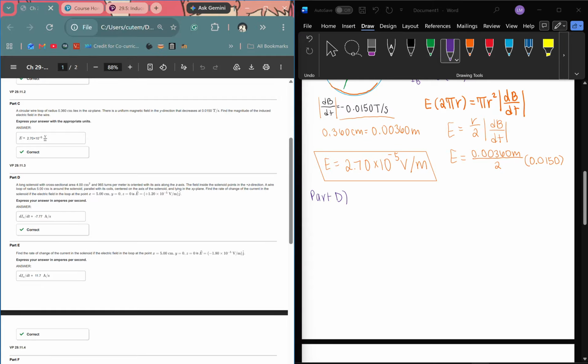So let's draw the diagram. The best way is to draw a top view on the XY plane. I'm going to draw a point right here.